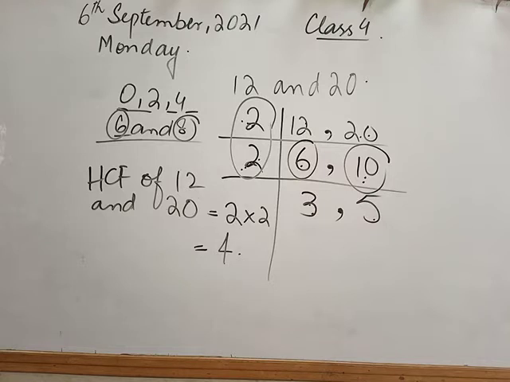Both numbers are prime. So we will just multiply the numbers which are common. So common कौन से थे? 2 and 2. We will multiply the numbers in the end to find the HCF of 12 and 20, which is 4. So class, this is all which is related to your previous lesson, HCF by using the division method. Fine. Now today we have a next topic which is co-prime numbers.